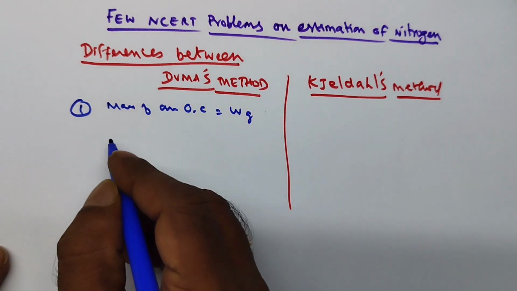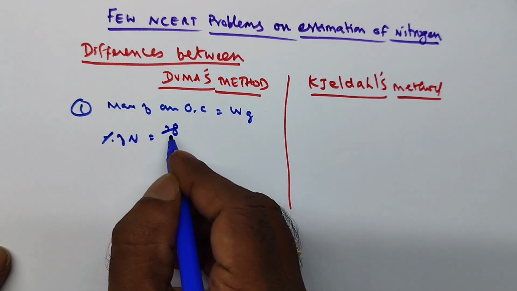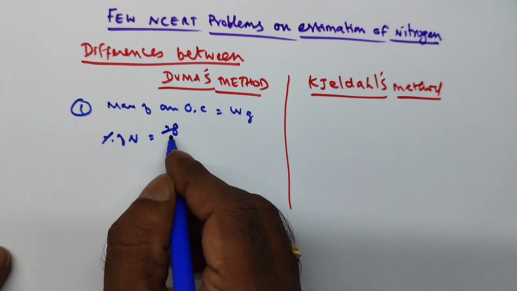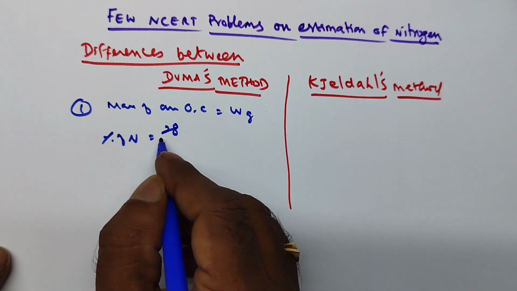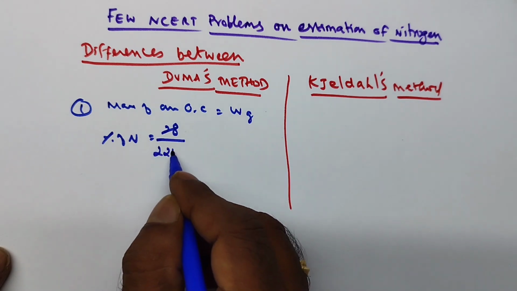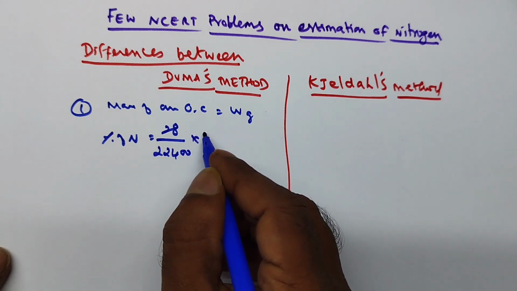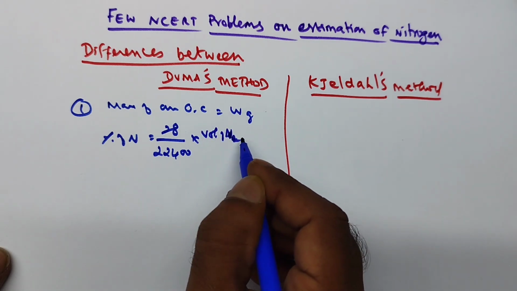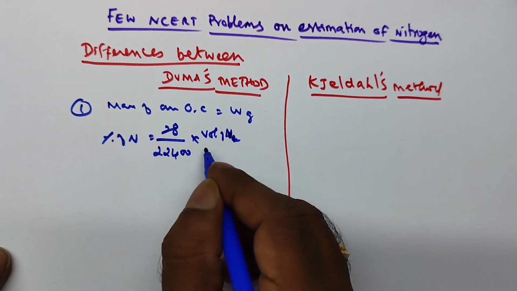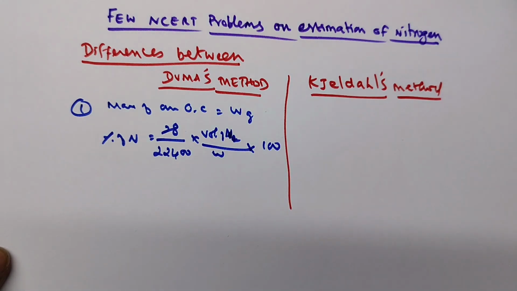What is the equation? Percentage of nitrogen is equal to 28, the molecular mass of N2, since one nitrogen is 14, two nitrogen is 2 into 14, which is 28, divided by the molar volume, that is 22,400 ml or centimeter cube, into the volume of N2 gas at STP, divided by the mass of the organic compound, W, into 100. This is the formula we use for the Dumas method.